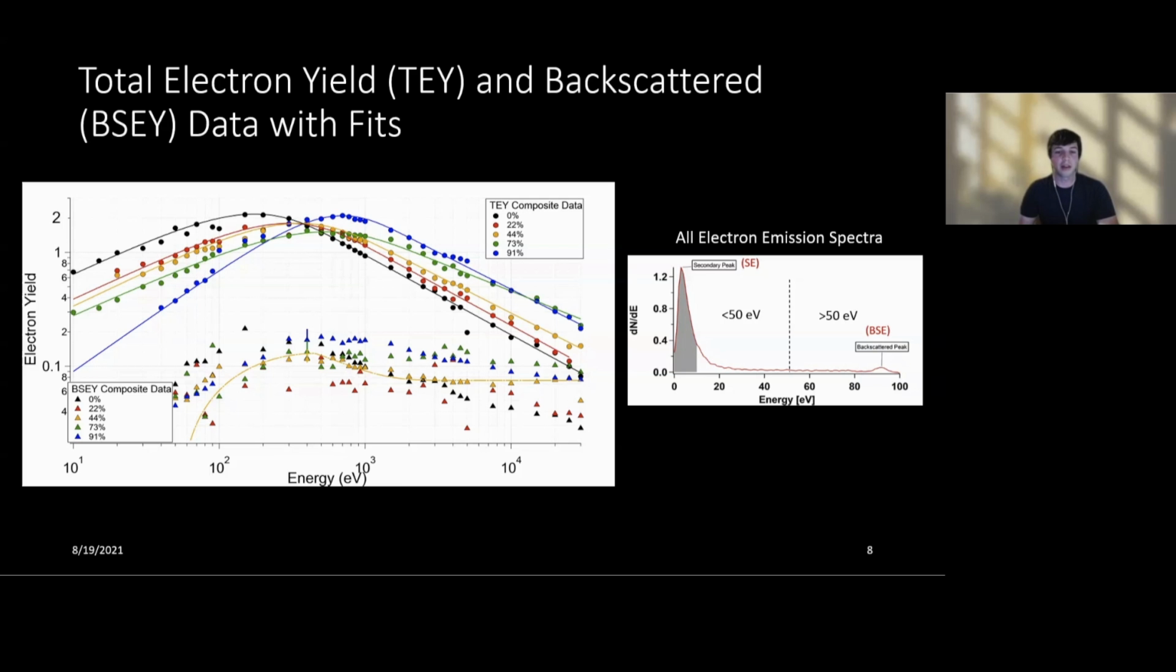On the right is a graph that shows the electron emission spectra based on energy. The secondary yield occurs below 50 eV. The backscatter electron yield occurs above the engineering definition of 50 eV and is comprised of the elastic and quasi-elastic peaks. This is why our fits for the BSCY data, like the curve shown on the left graph, always go to 0 at 50 eV. This single BSCY curve is representative of the BSCY peak on the all-electron emissions spectra figure. Next, please.